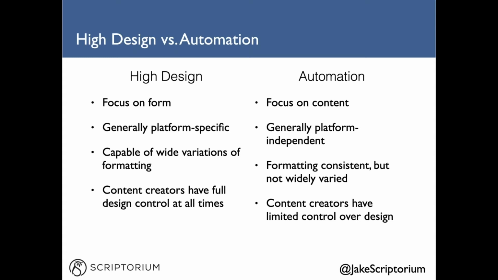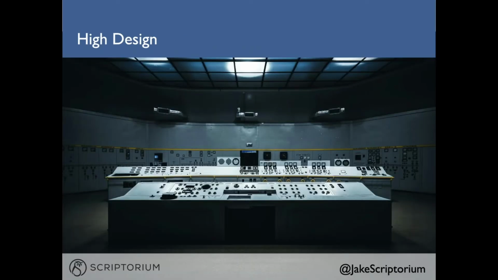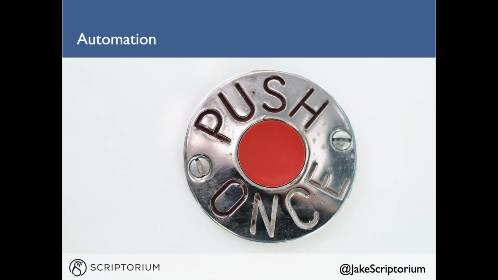And one of the biggest differences between an automated workflow and a high design workflow is the level of control that the content creators have specifically over formatting. Just to give a quick visual, with high design, you've got whistles, bells, pulleys, knobs, sliders, screens, you've got control every which way. Whereas with automation, you've got a button. You get to push the button, and if you need something to happen, you can get somebody with a toolbox to go out back and change some things, but your primary role is you get to push the button.